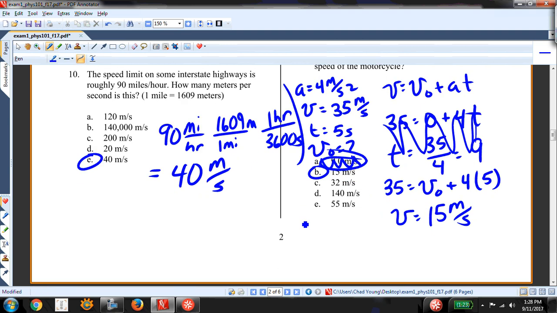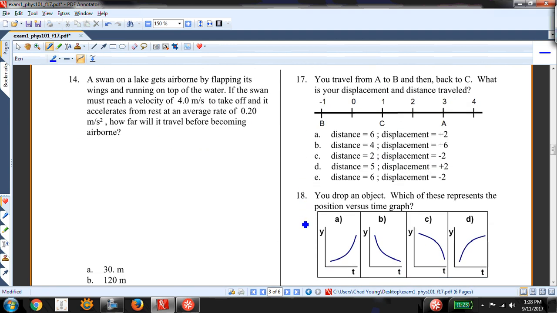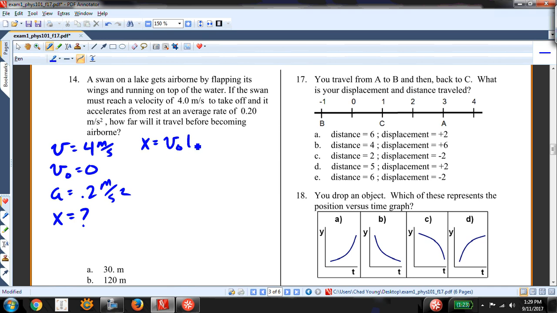Sorry about that. A swan, a lake, gets airborne by flapping its wings and running on top of the water. This came straight from your OpenStax, by the way. It must reach a velocity of 4 meters per second. That's its final velocity. It begins at rest, so v0 is equal to 0. And acceleration is 0.2 meters per second squared. And I want to know what x is equal to. Well, x is equal to v0 t plus 1/2 at squared.